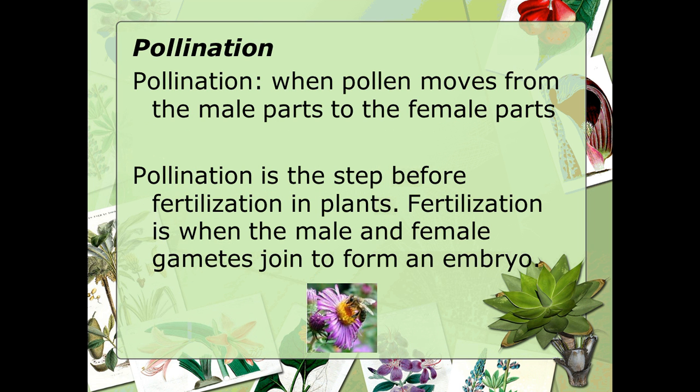Now let's go back to pollination. Again, pollination is when pollen is moving from the male parts to the female parts. It's the step right before fertilization happens in plants. Fertilization is when the male and the female gametes join to form an embryo. So, pollination is when the bee is carrying the pollen from plant to plant, or wind could do this, lots of other things could cause it as well, but bees are primary pollinators. And it gets stuck to the stigma and down through the style, down into the ovary, where it is then going to come in contact with the ovule and become a fertilized seed.